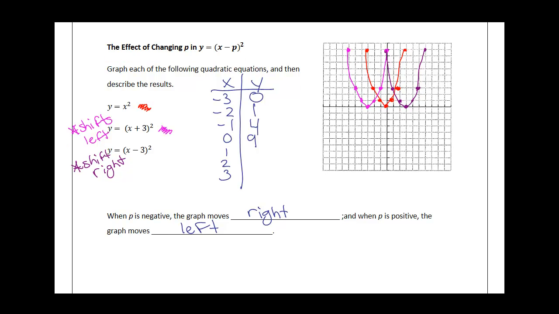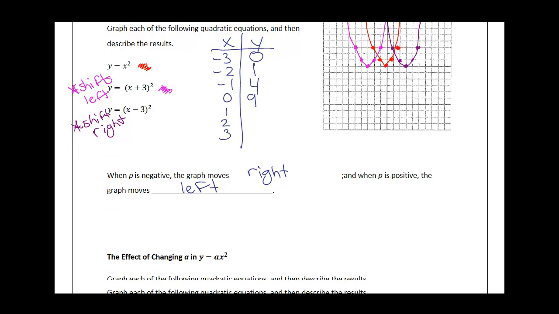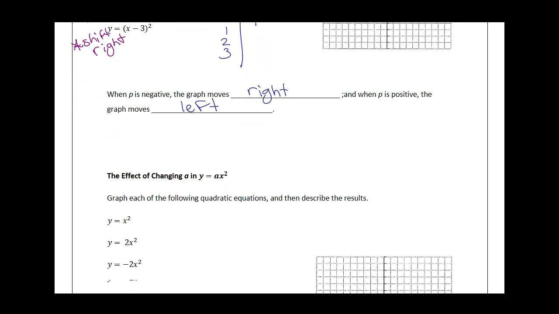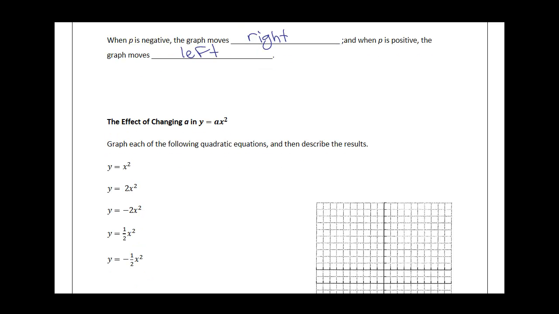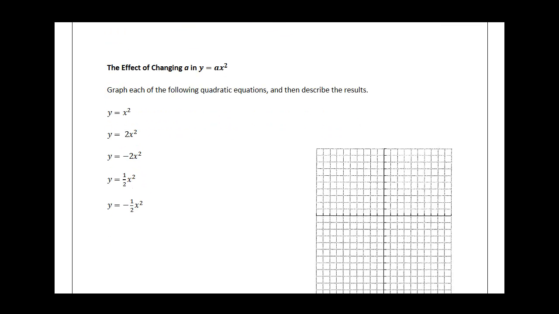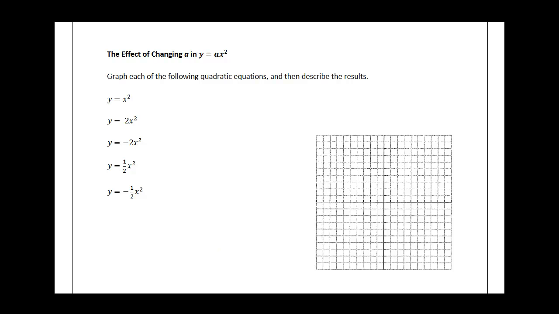Well, what's our last variable here that we need to look at? The effect of changing a in y equals ax squared. So for these quadratic functions, it'll be different from our first two. It's not going to shift anywhere. It's actually going to affect the shape here. So let's start off with our original again. Remember, have it in red. Starting at a vertex of 0, 0, over 1, up 1, over 1, up 1, over 2, up 4, over 3, up 9.